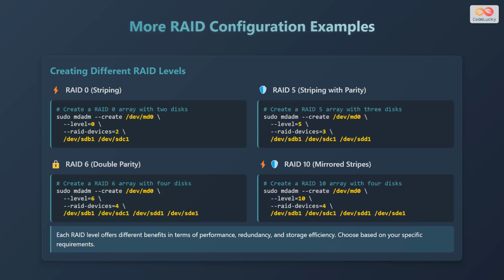If you need a RAID 6 array with 4 disks, the command is sudo mdadm --create /dev/md0 --level=6 --raid-devices=4 /dev/sdb1 /dev/sdc1 /dev/sdd1 /dev/sde1. Lastly, to create a RAID 10 array with 4 disks, use sudo mdadm --create /dev/md0 --level=10 --raid-devices=4 /dev/sdb1 /dev/sdc1 /dev/sdd1 /dev/sde1. Each RAID level offers different benefits in terms of performance, redundancy, and storage efficiency, so choose based on your specific requirements.